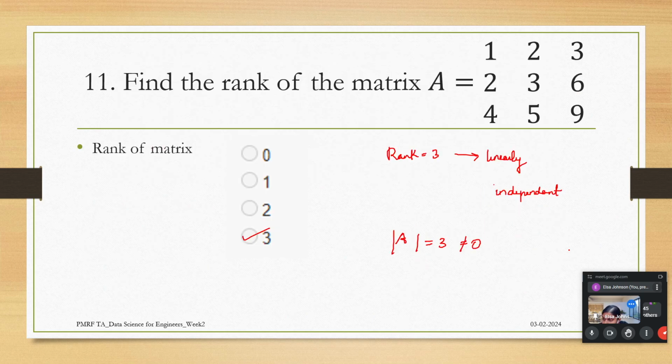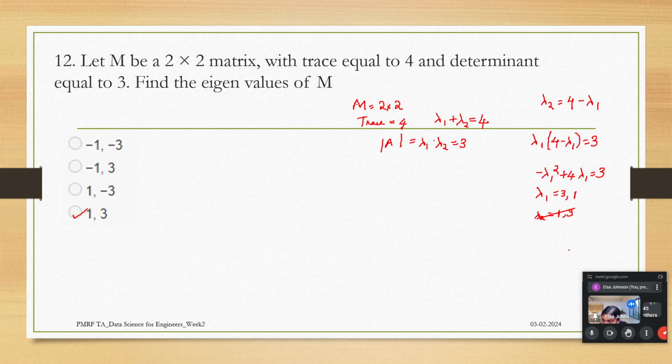Ma'am, is it possible only for 2 by 2? Yes, these properties are possible. For 3 by 3 you can see the properties for that one. Just check that.